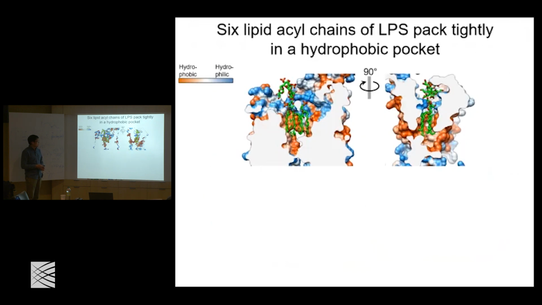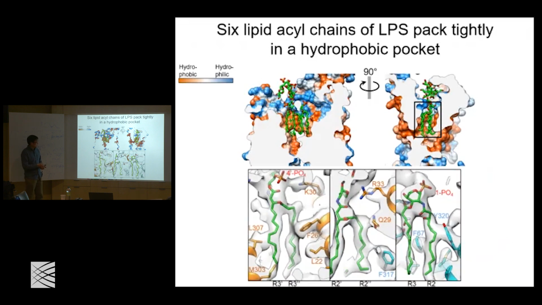In more detail, here we look at the inner cavity of the protein complex and color the hydrophobic surface as orange and hydrophilic as blue. You can see that the 6 lipid acyl chains fit very tightly into a very small cavity. If we look at the detail, here's the lipid acyl chain. You can see how it has very close contact with the side chains, like this phenylalanine, and also the methionine and tyrosine here.